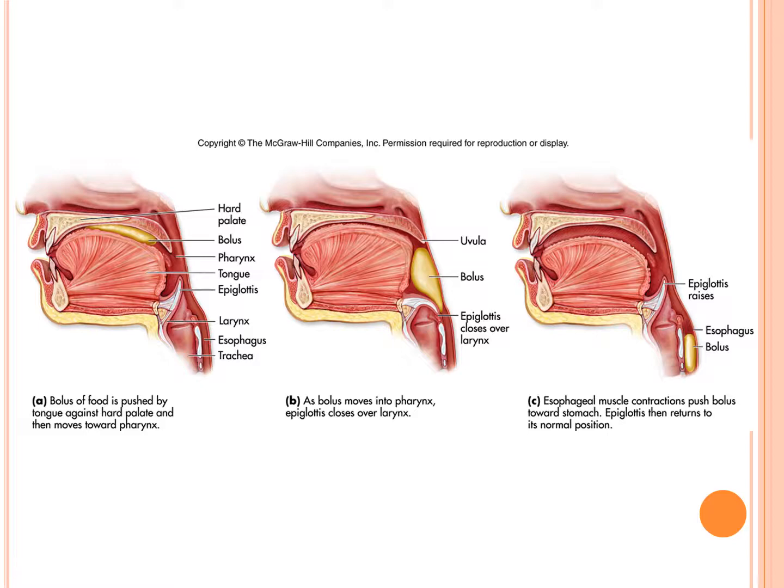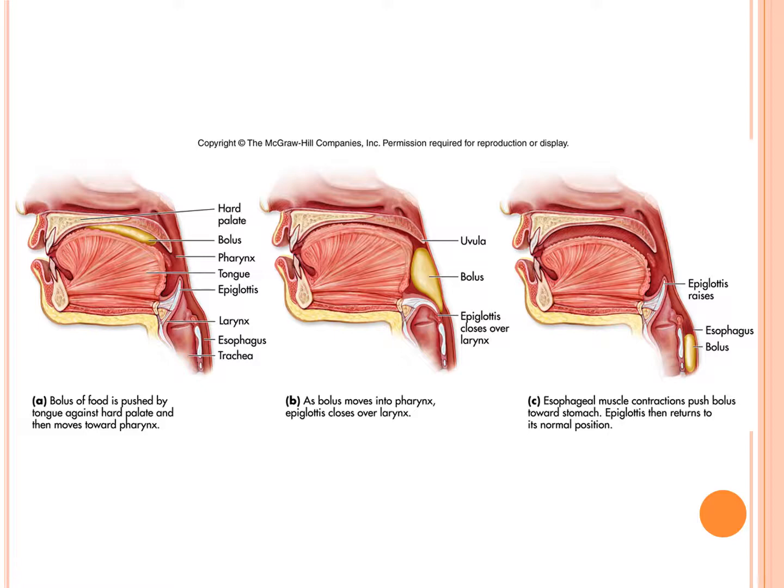Okay, very nice diagram showing you how this yellow bolus of food gets voluntarily pushed by the tongue back against the hard palate and then begins to move towards the back of the oral cavity, towards the pharynx. Here you see we've started the swallowing process and the bolus is now in an involuntary muscle movement. You kind of lost control and swallowing is going ahead.